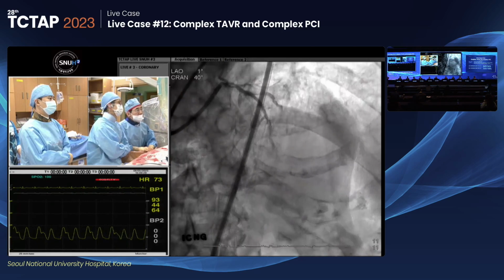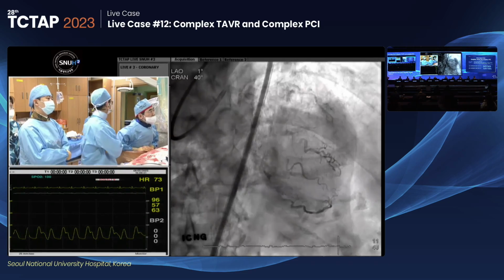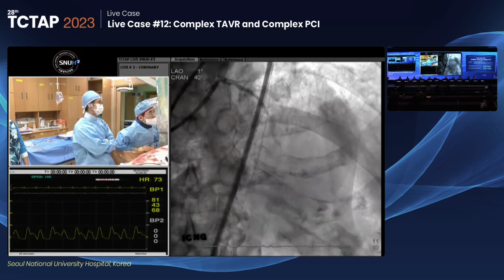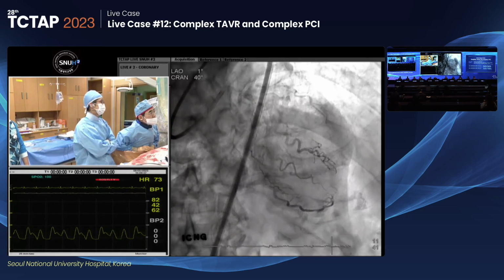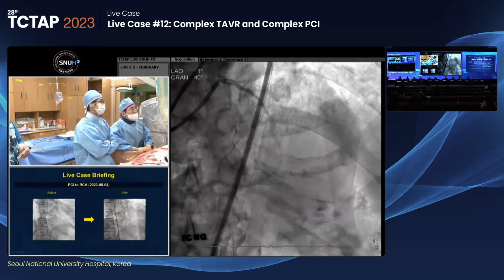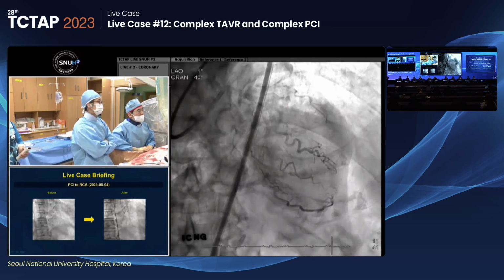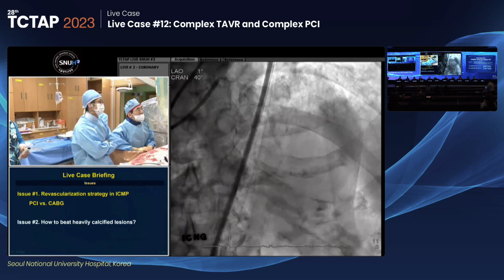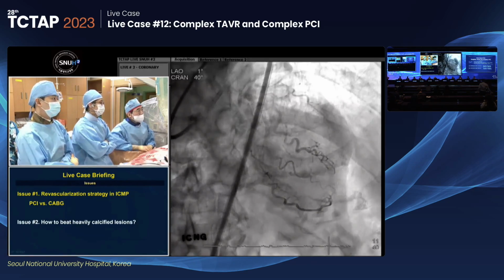Here is the LAD angiography. We can see the proximal LAD tight lesion, short left main, tight lesion, and in the mid-RCA there are several tandem calcified lesions. Thus, it is a very tough case. That's the reason why I use IABP.